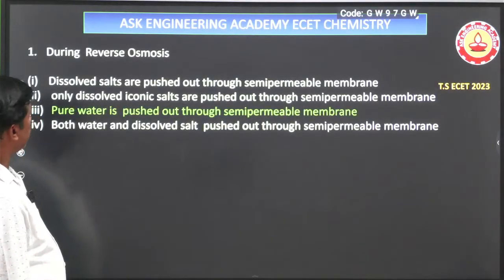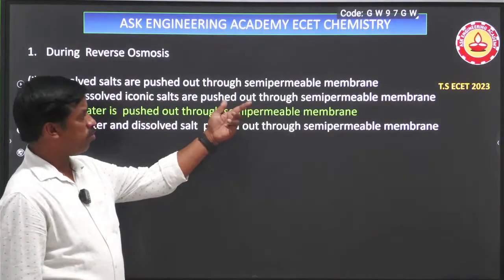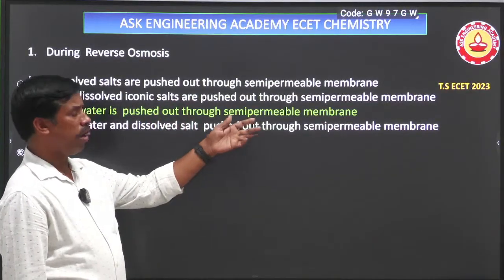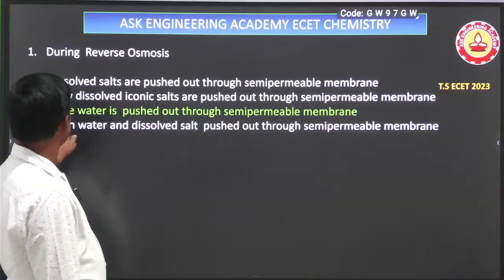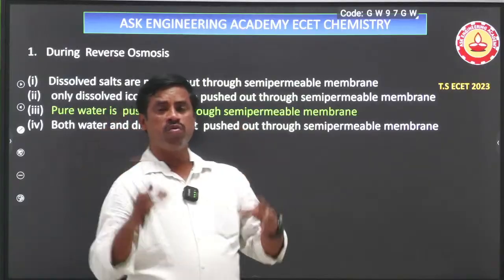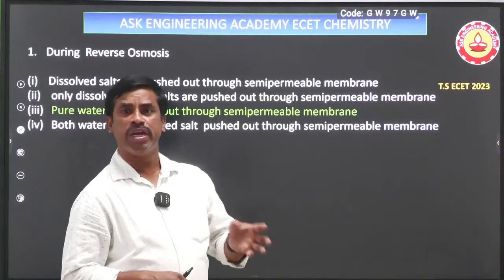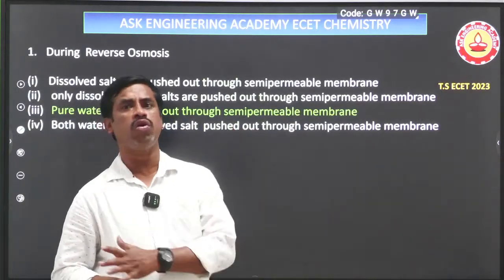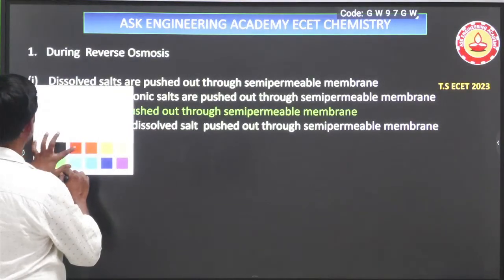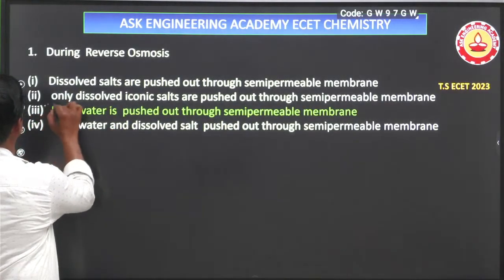During reverse osmosis, what do I say about reverse osmosis? Dissolved salts pushed out through the semi-permeable membrane, not correct. Only dissolved ionic salts can be pushed out, ionic, non-ionic also removed, not correct. Pure water is pushed out through the semi-permeable membrane. What I said: pure water, while dissolved salts are stopped on the semi-permeable membrane. Only solvent molecules are pushed through the semi-permeable membrane. That's why the third option is the right option.